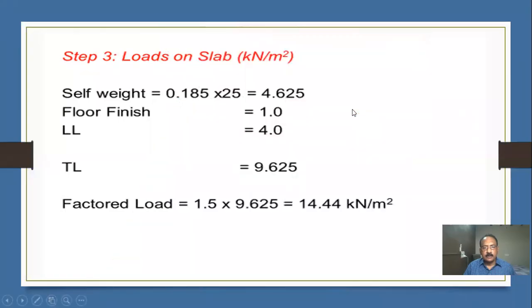Yesterday, in the previous videos, we did two steps of the given problem. From the first step, we concluded that it is a one-way slab, and we calculated the effective depth as 160 mm, and the total depth as per IS 456 codal provisions, that is 185 mm.